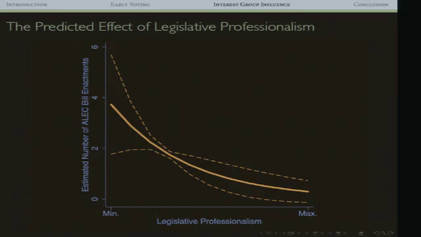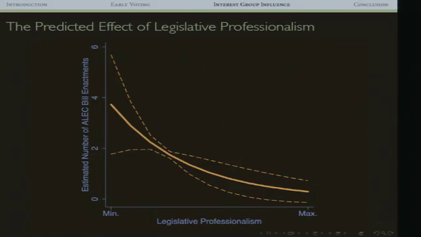So we controlled for partisanship and campaign spending in states, things that you might think influence a state's use of ALEC bills. And what we find, this is a result that shows you where on the x-axis legislative professionalism goes from the minimum observed value to the maximum.